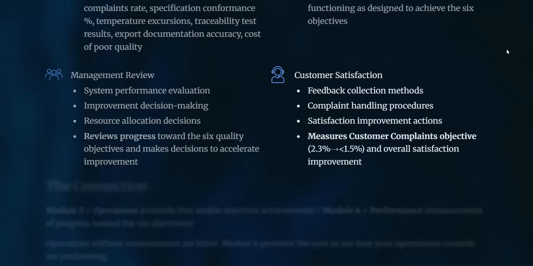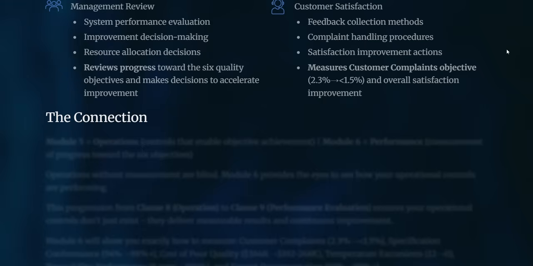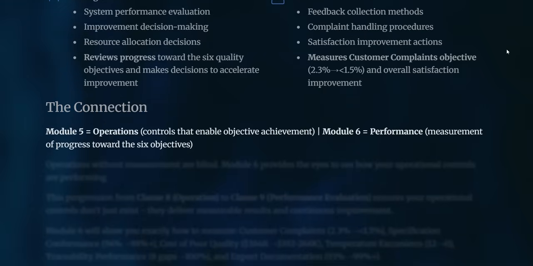And then we will cover customer satisfaction, which will consist of feedback collection methods, complaints handling procedures, satisfaction improvement actions, and measurement of customer complaints objectives from 2.3% to 1.5%, and overall satisfaction improvement. Now, the connection. Module 5, which is operations, has controls that enable objective achievement, and Module 6, which is performance, is measurement of progress toward the six objectives.